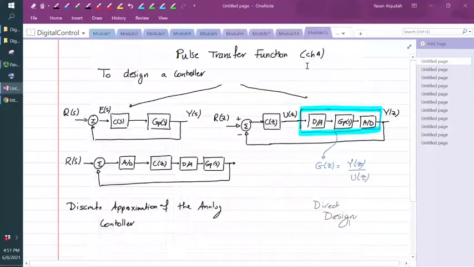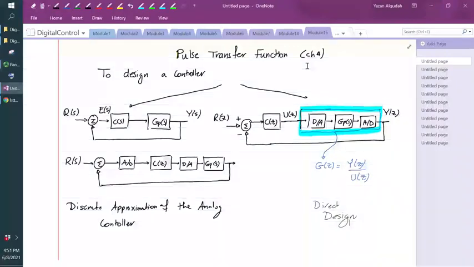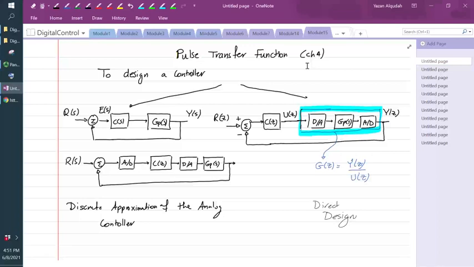Okay, in this module, we're going to be building on the previous modules, which is the Z-transform. And what we're going to introduce is the concept of the pulse transfer function. Now, to see why this pulse transfer function is important, later on, we're going to be designing a controller.